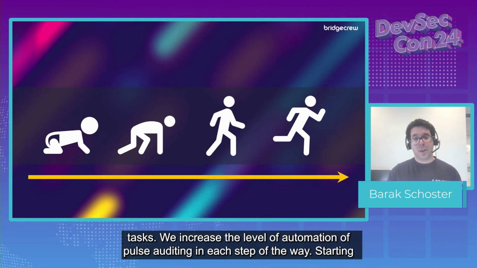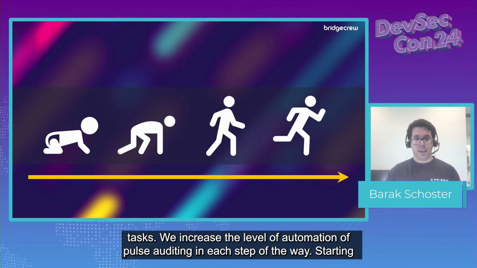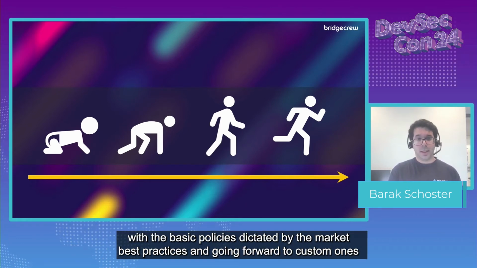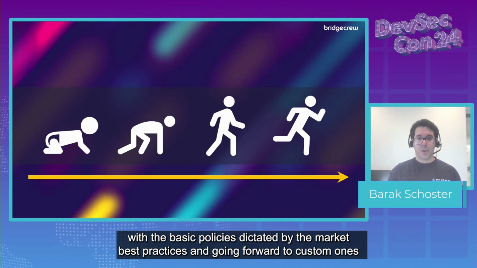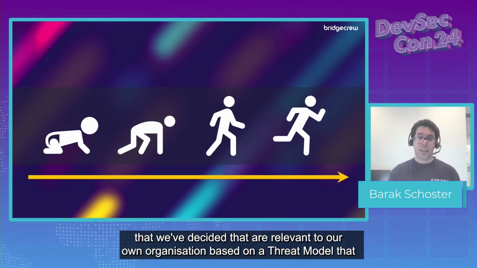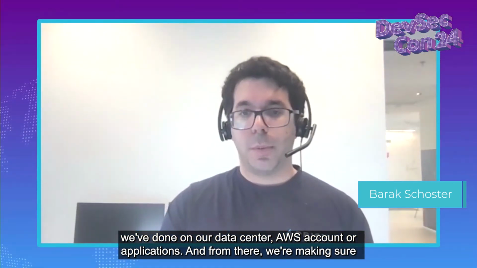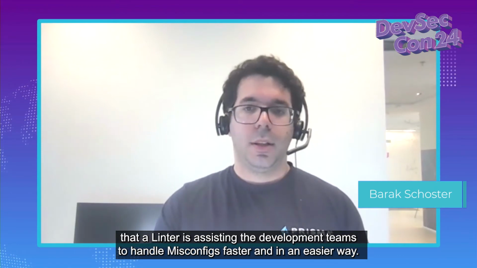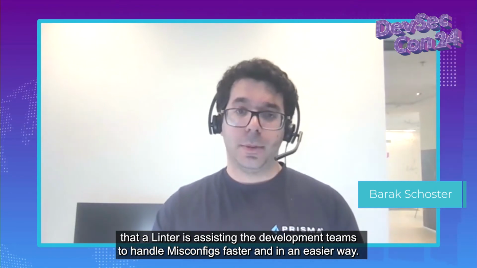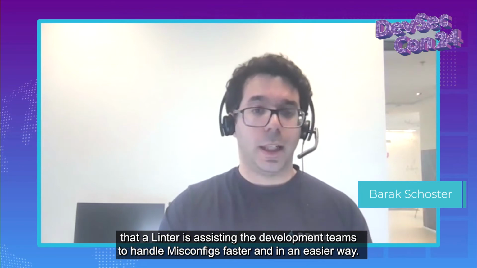We increase the level of automation of policy auditing in each step of the way, starting with the basic policies dictated by the market best practices, and going forward to custom ones that we have decided are relevant to our own organization based on a threat model that we've done on our data center, AWS account, or application. And from there, we're making sure that a linter is assisting the development teams to handle misconfigs faster and in an easier way.